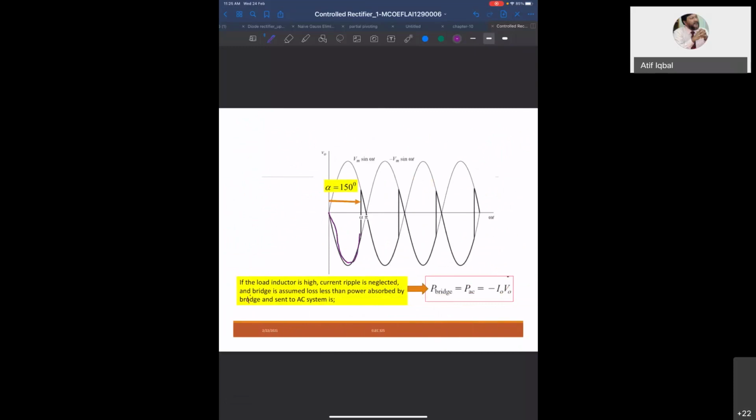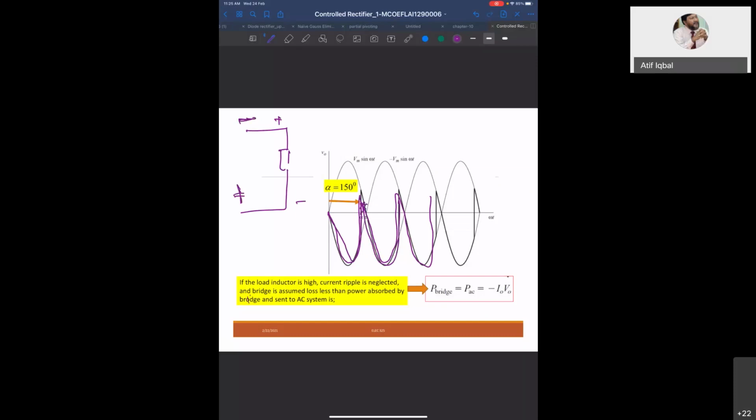This will be the voltage across the load. It's not the voltage across the thyristor. This is the voltage across the load. So the voltage across the load is reversed. Earlier it was plus and minus, now it becomes minus and plus. You see here it goes negative. It is more negative, less positive, so overall it is negative. So this is the polarity of the voltage across the load.